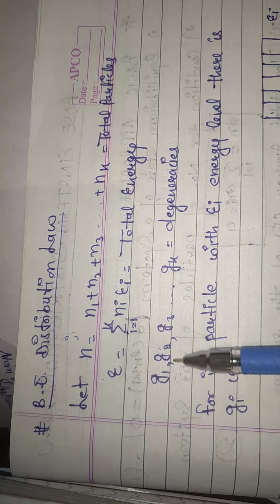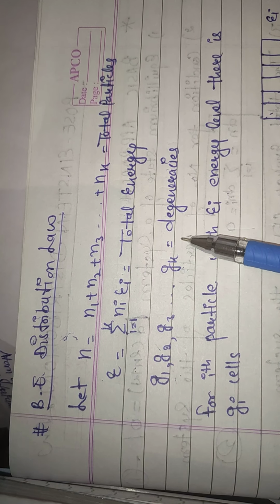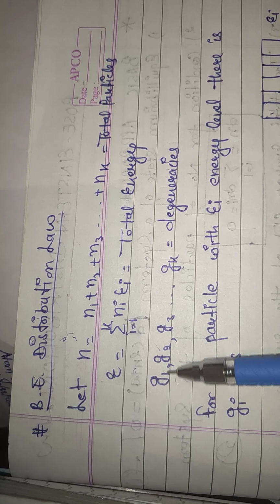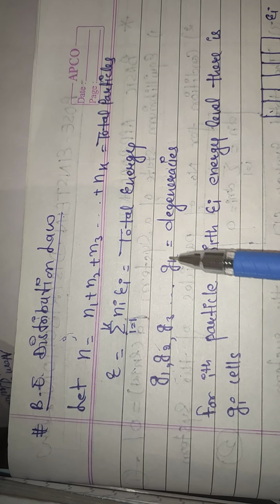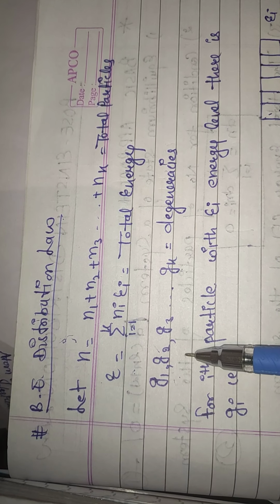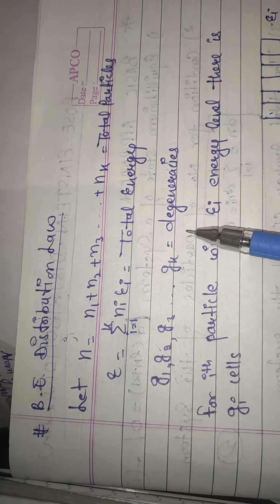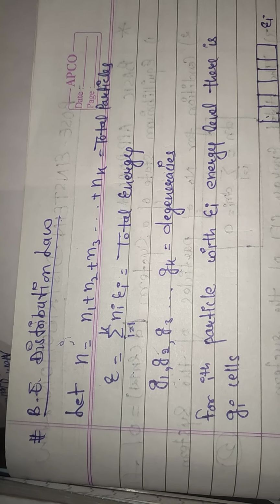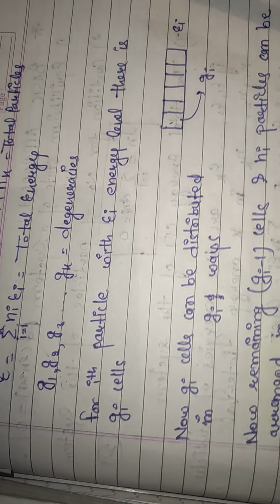And consider g1, g2, g3 and gk are the corresponding degeneracies of the energy levels epsilon 1, epsilon 2 and epsilon k respectively. So be very clear: degeneracy simply means equal energy states. Let me make it clear with the diagram.